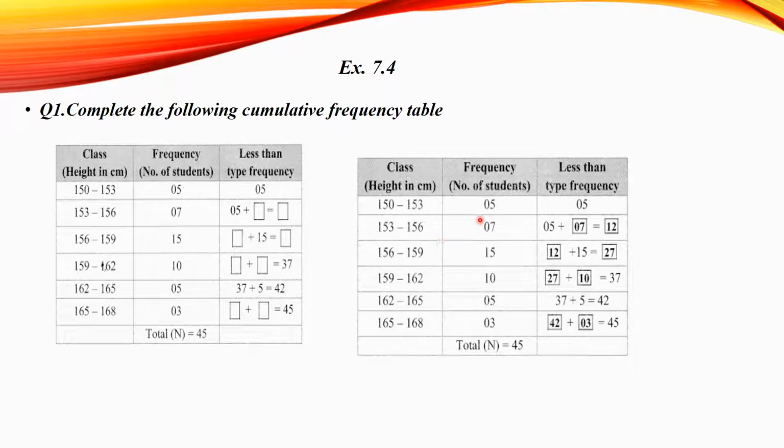Here in the missing boxes we have to write 5 plus 7, and that answer will be 12. 12 plus 15, that is 27. 27 plus 10 is 37. 37 plus 5 is 42 and 42 plus 3 is 45.